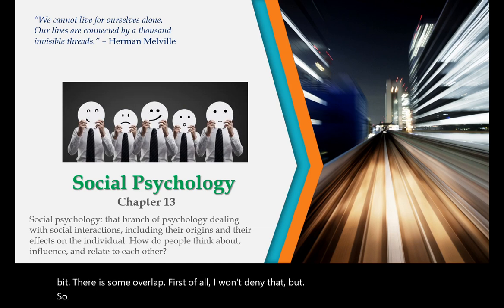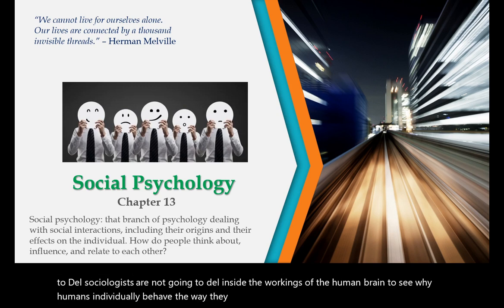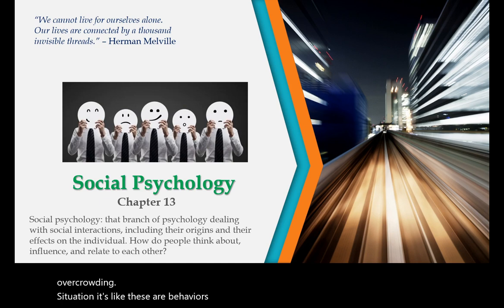But sociology tends to focus on findings among the group in and of itself. Sociologists are not going to delve inside the workings of the human brain to see why humans individually behave the way they do. But when humans gather in groups, then they're interested in that. So they're asserting, yes, when this particular thing happens, like an overcrowding situation, these are behaviors that might be manifested by those groups.